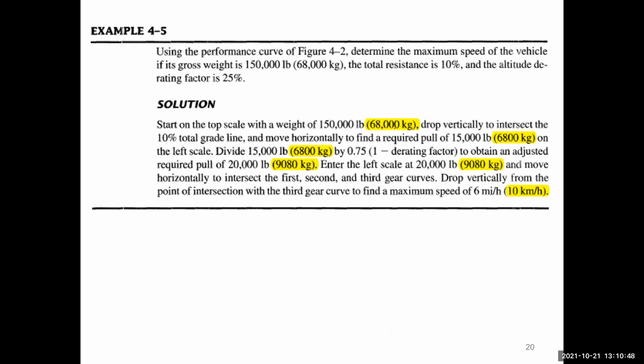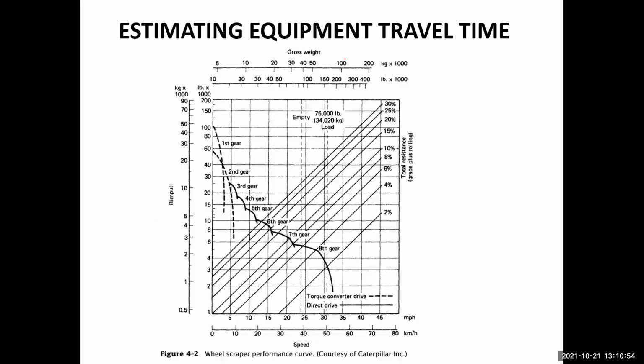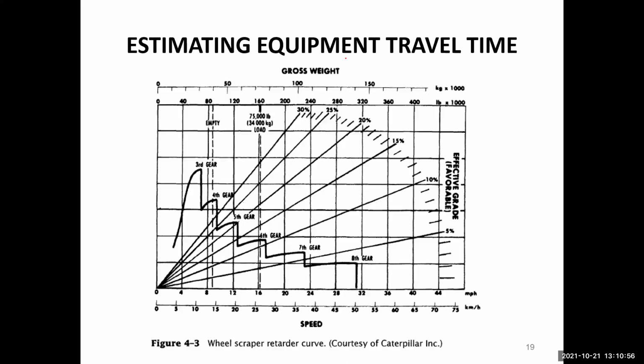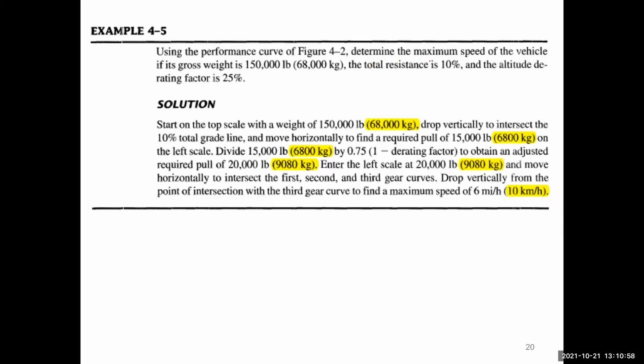So let's see example 4-5. Using the performance curves of figure 4-2, where is this figure? This one, okay. Determine the maximum speed of the vehicle if its gross weight is 68,000 kilograms, the total resistance is 10%, and the altitude derating factor is 25%.